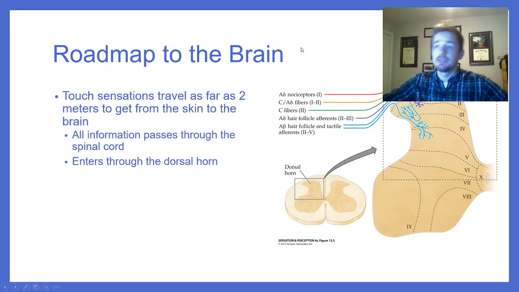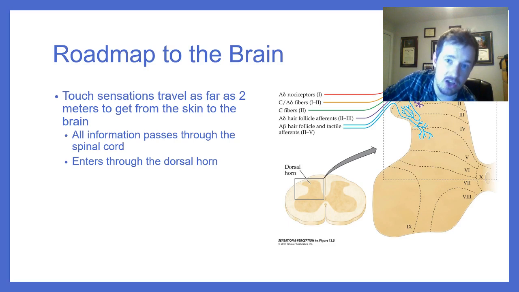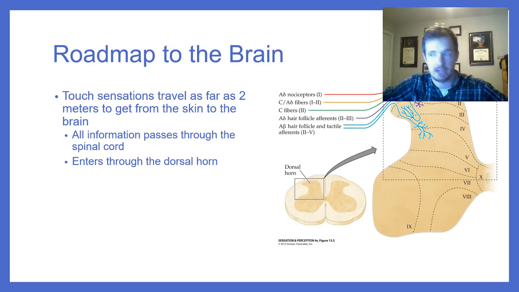So these touch sensations can travel as far as 2 meters, which is a little over 6 feet, right? Because if you think about people that are over 6 foot, they register sensations in their toe all the way up to their brain, and it feels simultaneous. So it's very, very fast traveling.